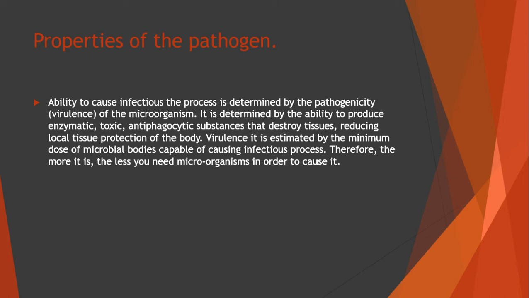Properties of the pathogen. The ability to cause an infection process is determined by the pathogenicity or virulence of the microorganism. It is determined by the ability to produce enzymatic, toxic, and antiphagocytic substances that destroy tissues, reducing local tissue protection of the body. Virulence is estimated by the minimum dose of microbial bodies capable of causing an infection process. Therefore, the higher it is, the fewer microorganisms you need in order to cause it.